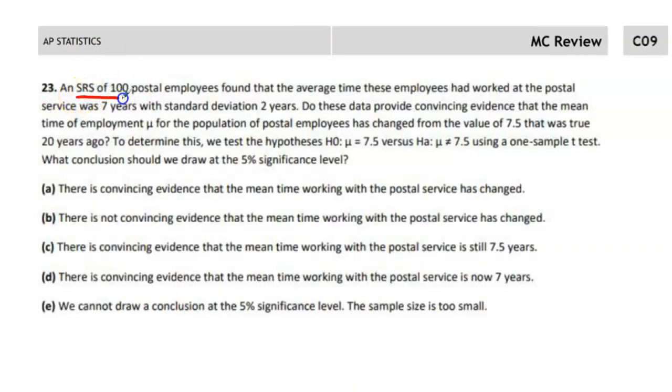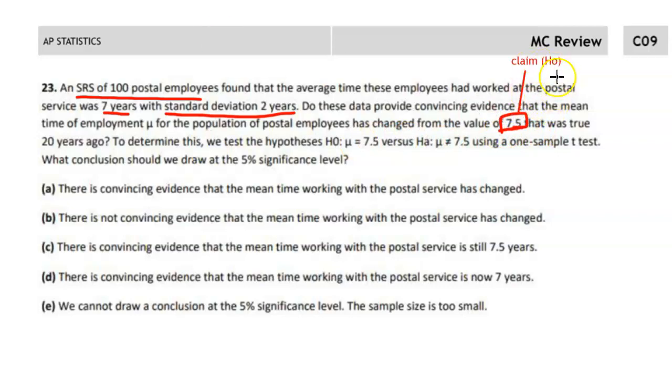Okay. Next, but certainly not least, is question 23. We got a simple random sample of 100 postal employees, finding that the average time the employees had worked at the Postal Service was 7 years, with a standard deviation of 2 years. Okay, so we have a mean and a standard deviation. We're looking for the data either providing convincing evidence or not providing convincing evidence that the mean time has changed from 7.5. That was true 20 years ago. So it seems to me that this 7.5 is the accepted value.